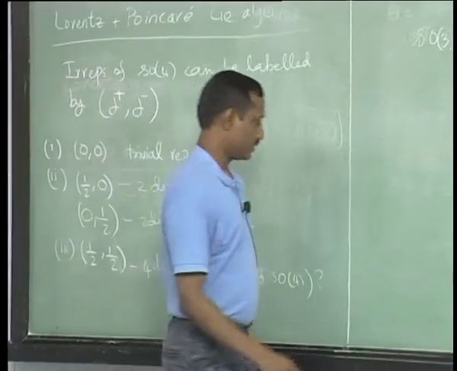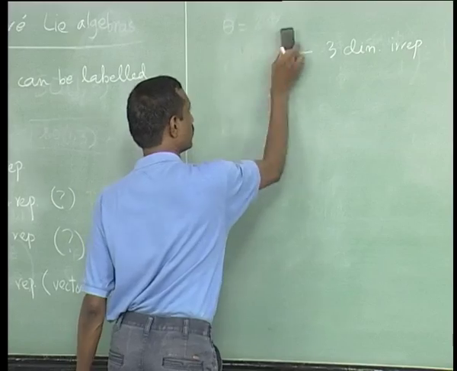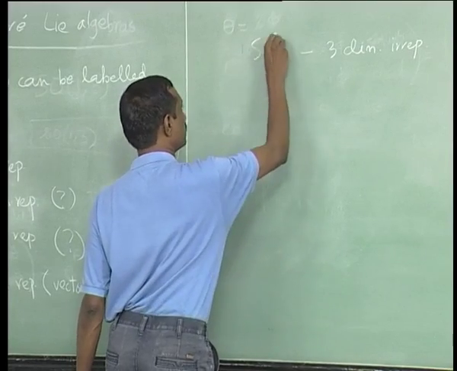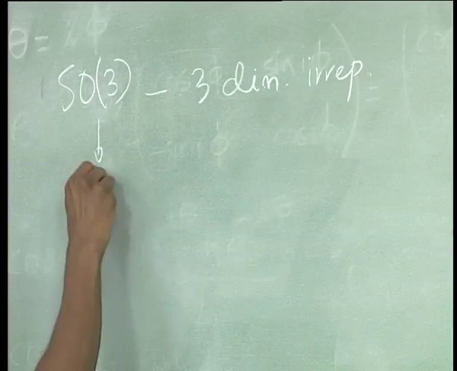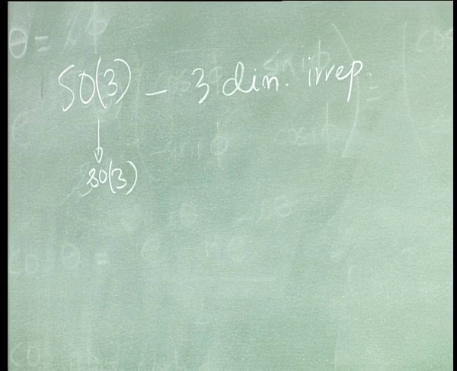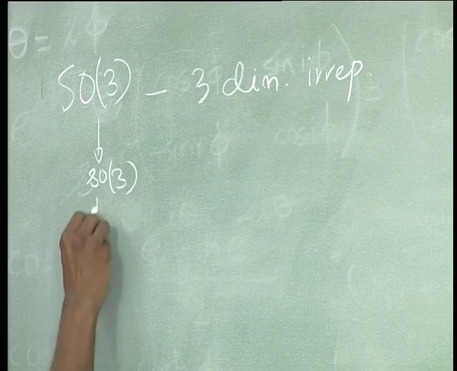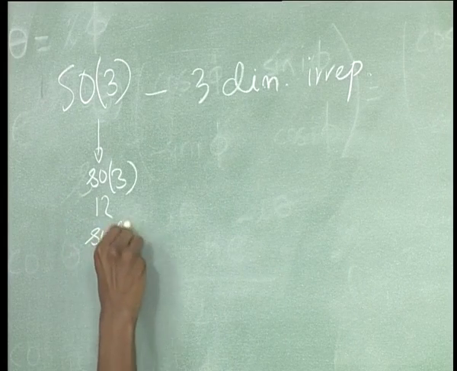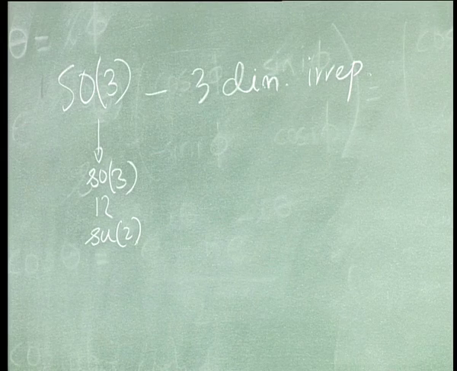Okay, but we know that if you think of, so let me write the group, we know that this comes from the Lie group SO3, or rather the Lie algebra of SO3, which is the same as that of SU2, and SU2 has the spin half representation, the 2 dimensional representations.